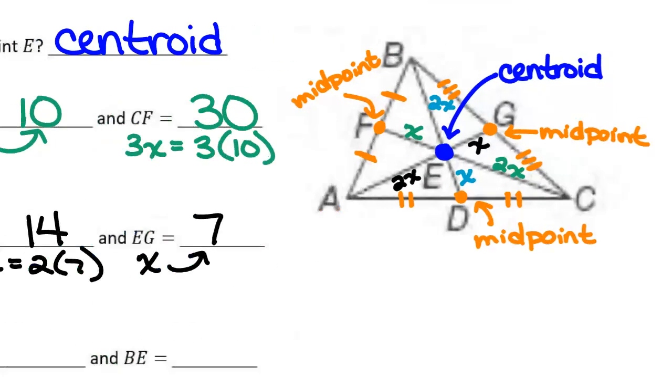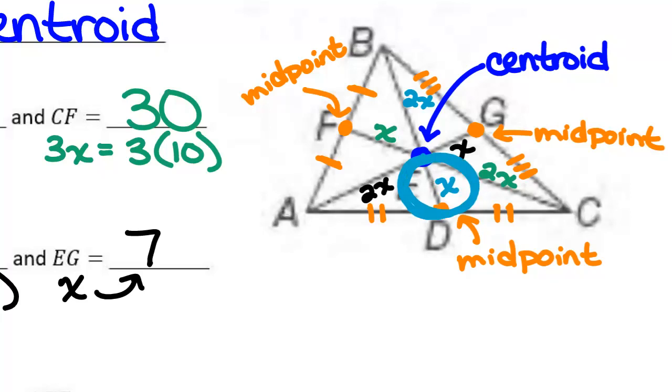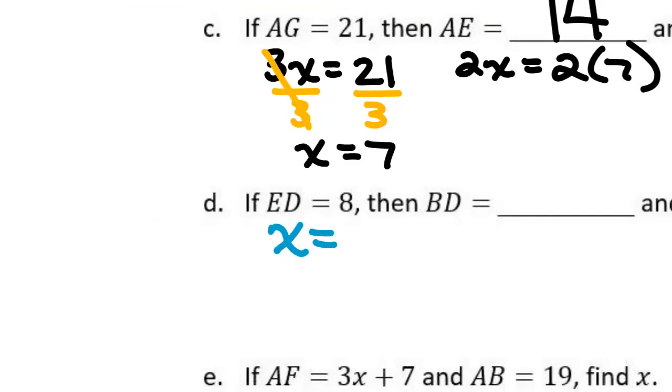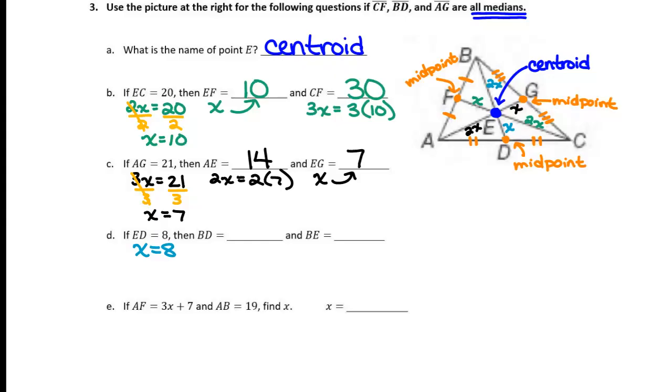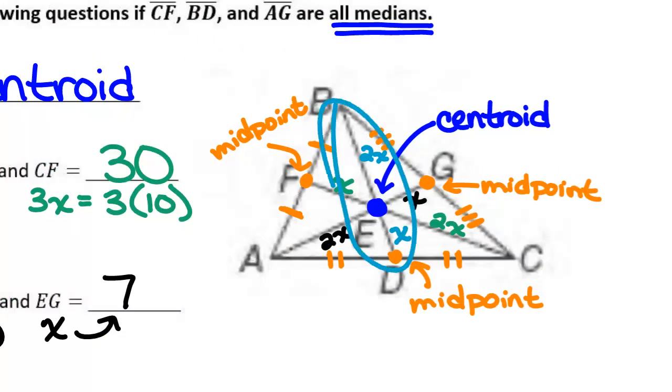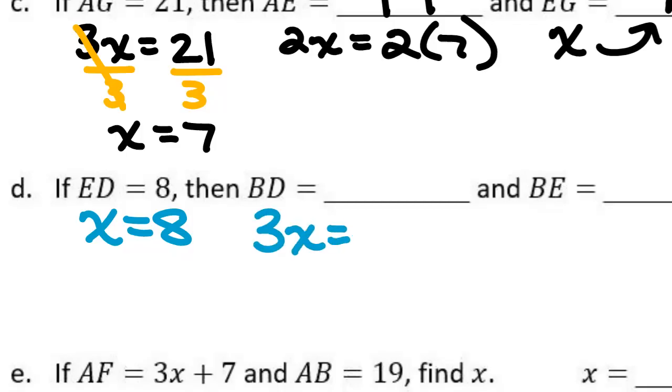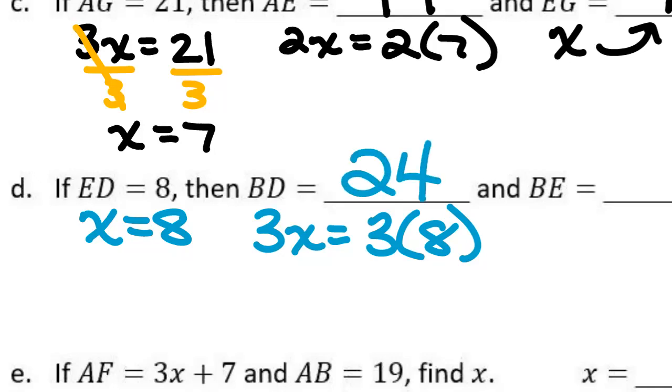All right, now it says ED is 8. Well, here's ED. Is that a 1x, a 2x, or a 3x? It's just x. So that means x is 8 here. BD is this. Is that a 1x, a 2x, or a 3x? That's a 3x. And we said that x is 8, so 3 times 8 would give me 24, yes.